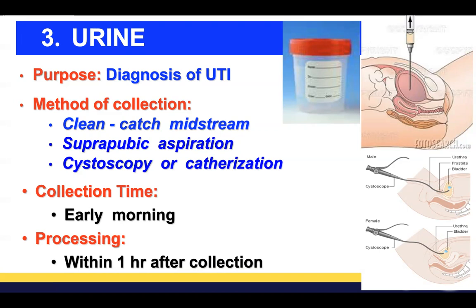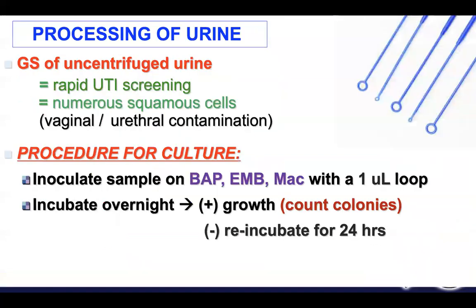Sometimes cystoscopy methods or catheterization can also be accepted when urine samples are collected for culture. Now, the ideal time for collection is early morning. Hence, the best specimen is early morning midstream clean catch. The processing time is ideally within 1 hour after collection.